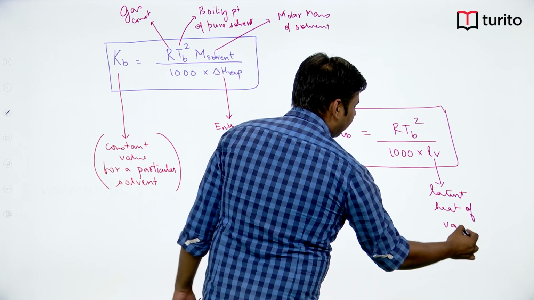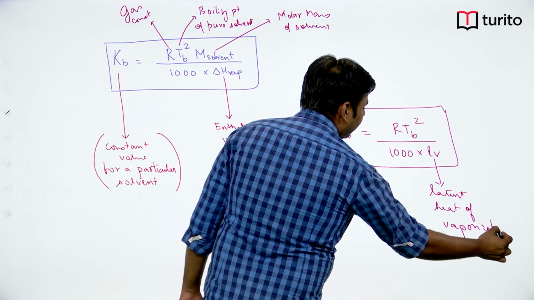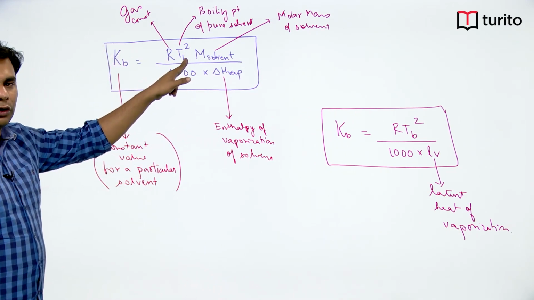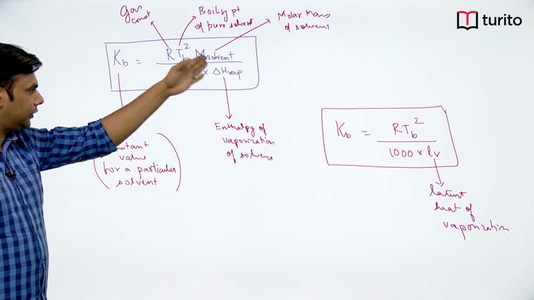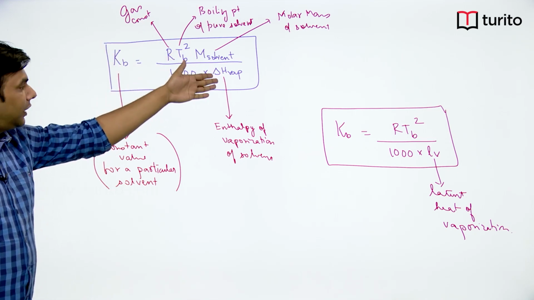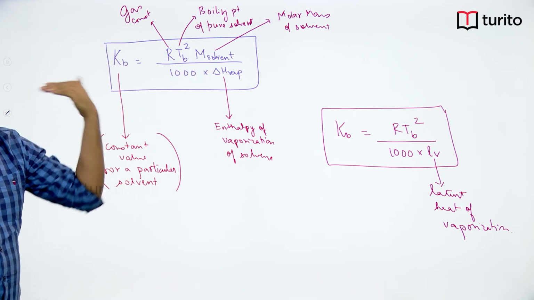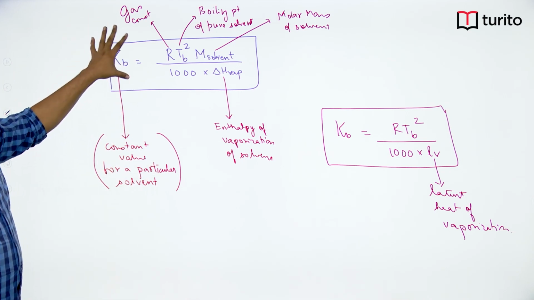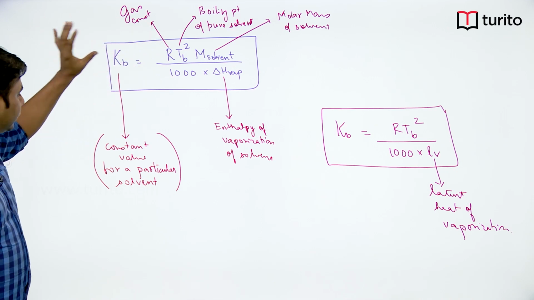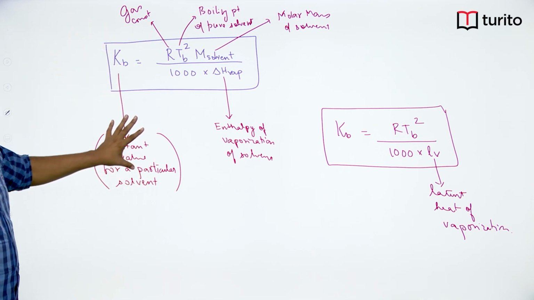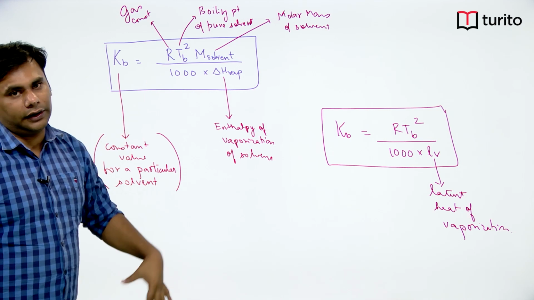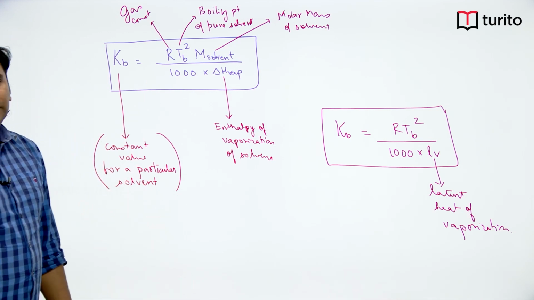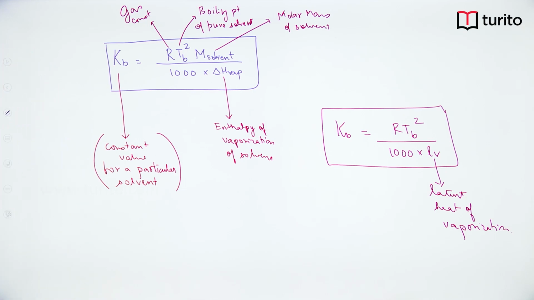So this is how you find out the value of Kb. We come to know the boiling point of the pure solvent, the molar mass, the value of the gas constant R, and the delta H vaporization of that particular solvent. So we'll be able to calculate the value of Kb, and it is constant for a particular solvent and will change if you change the solvent. Kb for water is generally 0.52 degrees Celsius kg per mole. Just write this formula.